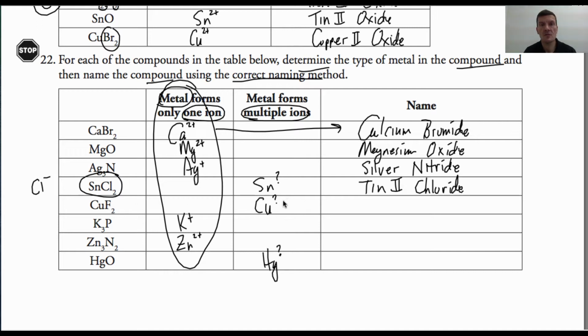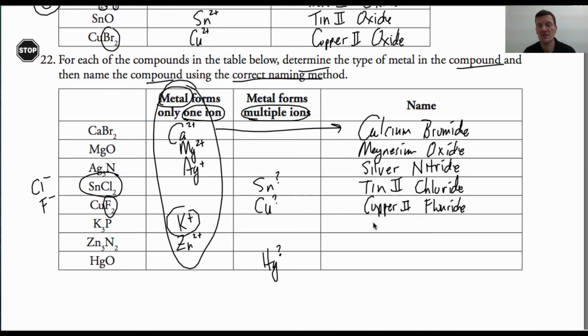And copper, don't know which one yet. Fluoride, the fluoride ion is always a -1 as well. Since I need 2 of them here, it must be also copper 2 fluoride.